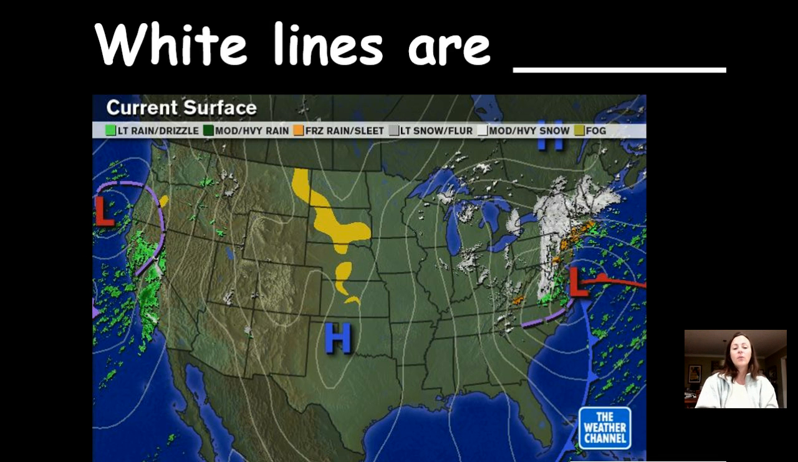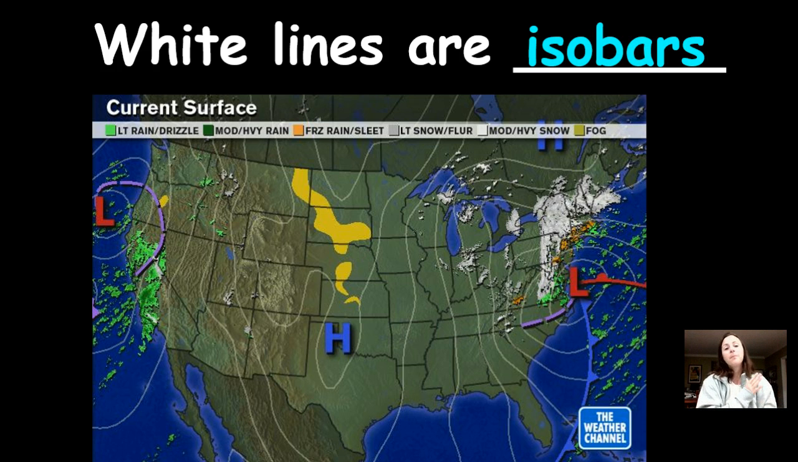So when we look at a weather map, we can actually predict where the wind will be based on these white lines. They're called isobars. If you remember from our last video, barometers measure air pressure. So when we see the word BAR, we're going to associate that with air pressure. Barometric pressure is another way of saying air pressure. So barometer, barometric pressure, isobars all refer to air pressure.